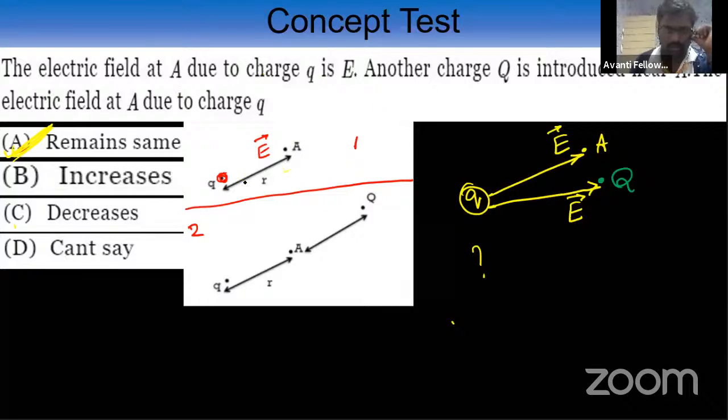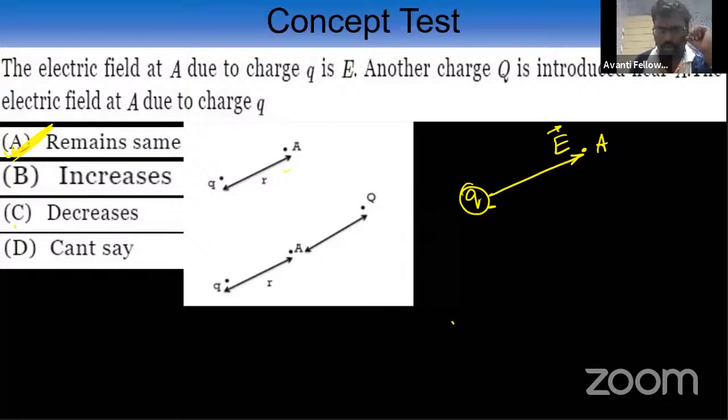Listen carefully. Initially I have a charge Q. Because of this charge Q, I have some electric field in all directions, right? What could be the magnitude of this electric field? Reply. It's given here: the electric field at A due to charge Q is E. So E is the electric field due to charge Q at point A. Now near point A, I'll bring another point charge.